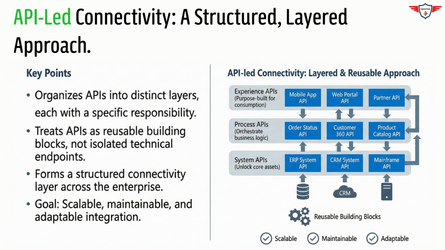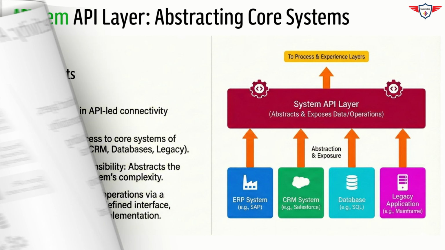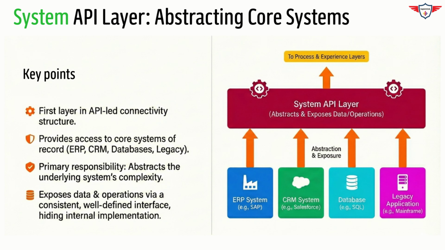API-led connectivity is an approach to integration that organizes APIs into distinct layers, each with a specific responsibility. Instead of building APIs as isolated technical endpoints, this model treats them as reusable building blocks that form a structured connectivity layer across the enterprise. The goal is not only to connect systems, but to do so in a way that is scalable, maintainable, and adaptable over time. The first layer in API-led connectivity is the System API layer.